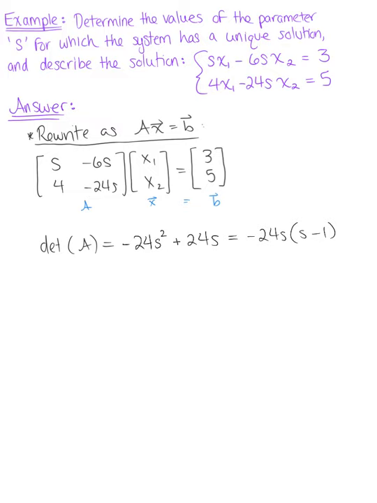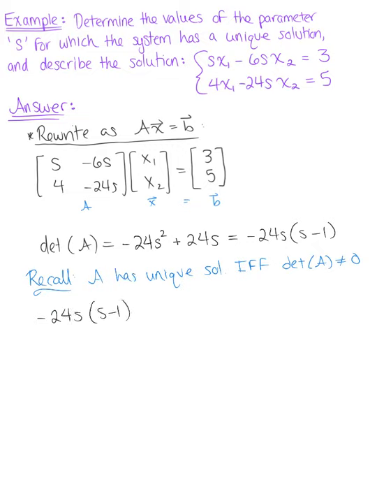So here is our determinant, and we want to recall that a matrix A has a unique solution if and only if the determinant of said matrix does not equal 0. So to find where this system has a unique solution, we want to set our determinant not equal to 0 and solve for S. So I have minus 24 times S multiplied by S minus 1 cannot be equal to 0. And we have our two cases here. S cannot be equal to 0. And then S minus 1 cannot be equal to 0, which shows us that S cannot be 1.